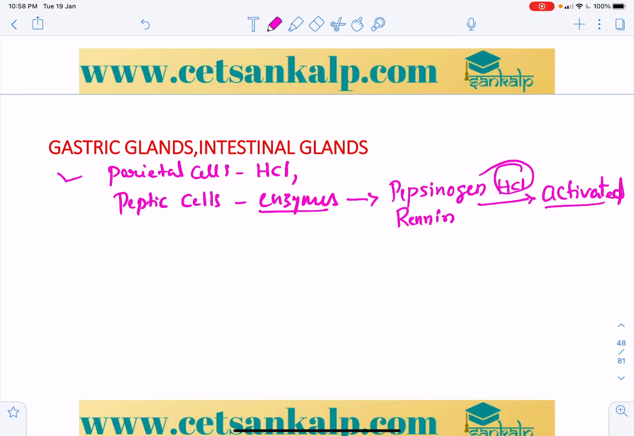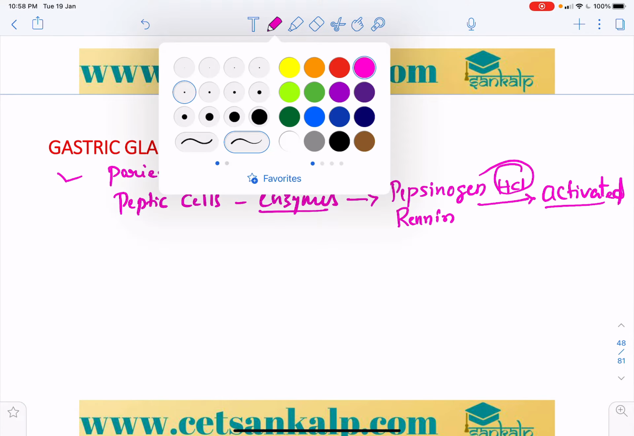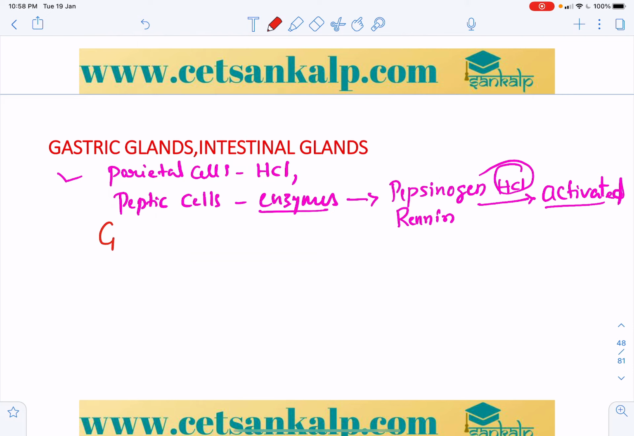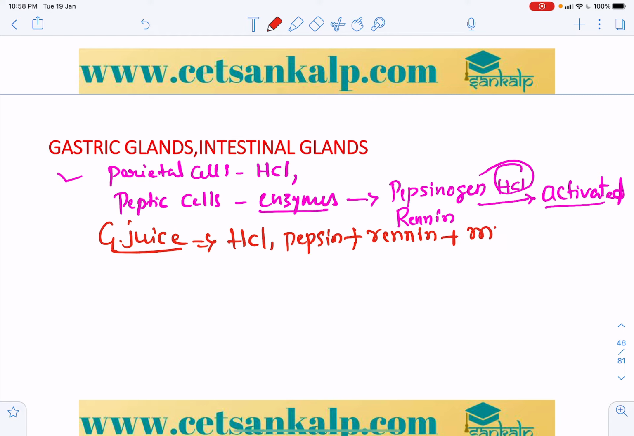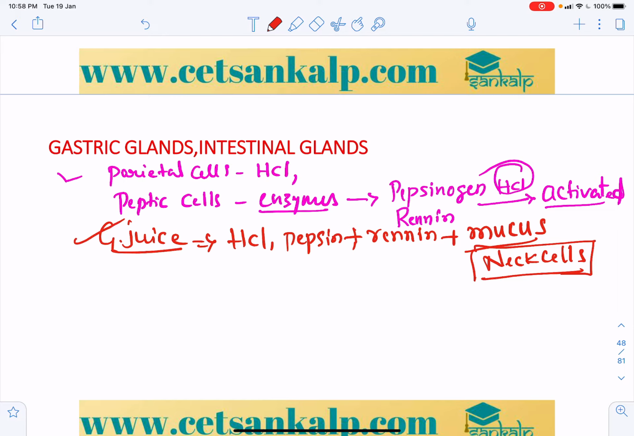Let us take exactly the content of the gastric juice. Gastric juice mainly contains HCl, pepsin, renin and mucus. There are certain neck cells which produce mucus. So these are the things which will be there in the gastric juice, which is produced by the gastric gland. Next, intestinal glands.